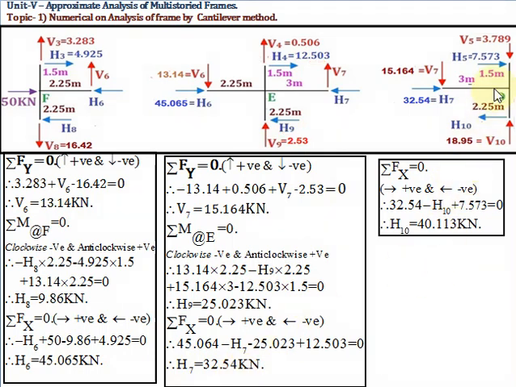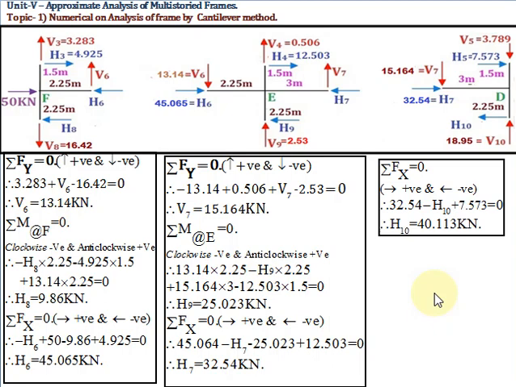Okay, now we'll consider joint D. Here only one unknown is there. Which is that unknown? It is H10. As these are horizontal forces, only one equilibrium equation will be required, and that is summation Fx equal to 0. So 32.54 acting towards the right-hand side, plus 7.573 acting towards the right side, plus, and H10 is acting towards the left-hand side. From this we'll get the value of H10, that is 40.113 kilonewton. In this way we have found out the forces in the different nodes of the frame.